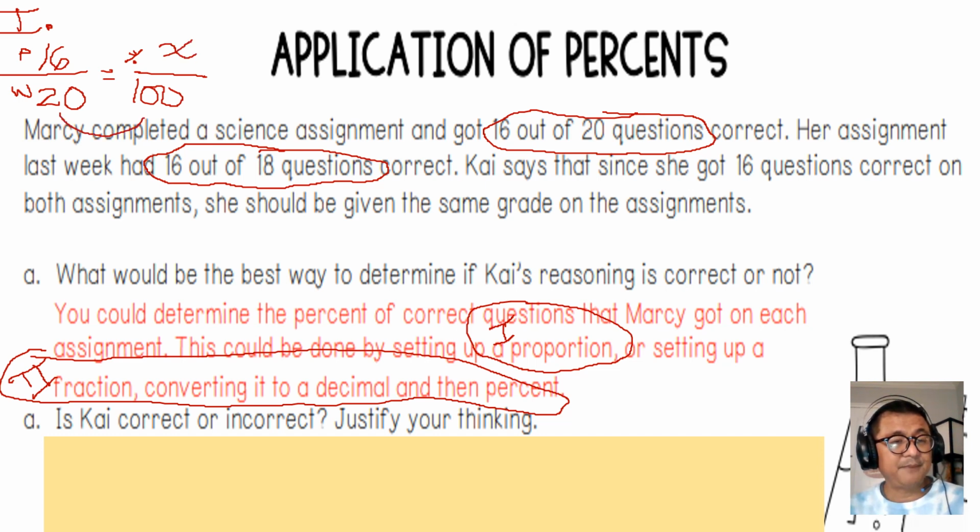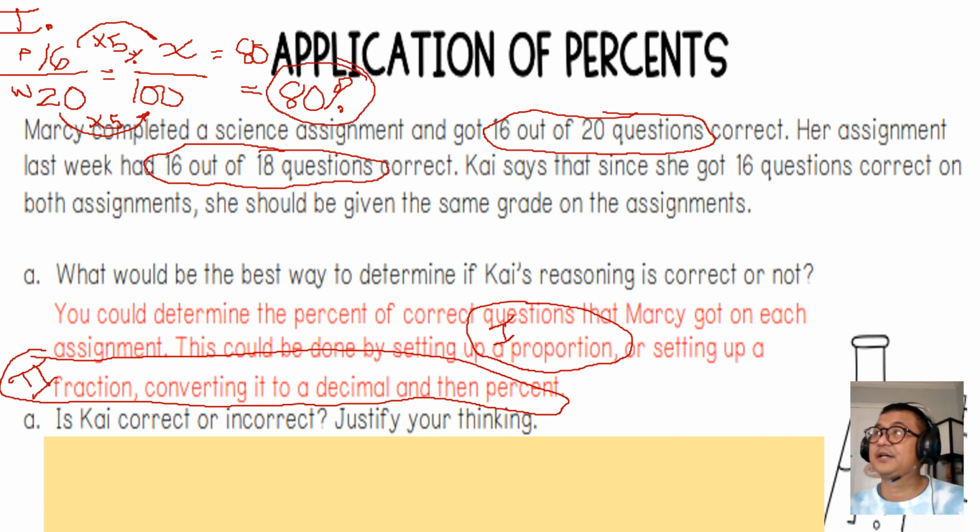Now, if you look at the pattern, this will be times 5 below. Therefore, on top, I will also do 16 times 5, and I will get what? 16 times 5 is equal to 80. What is 80 over 100? That's actually 80%. Okay? So that's the grade from 16 out of 20.